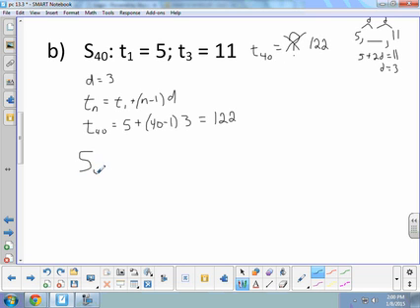So now, let's figure out that series. S sub 40 is going to equal 40 times our first term plus our last term, all over 2. And that is going to come out to 2,540.